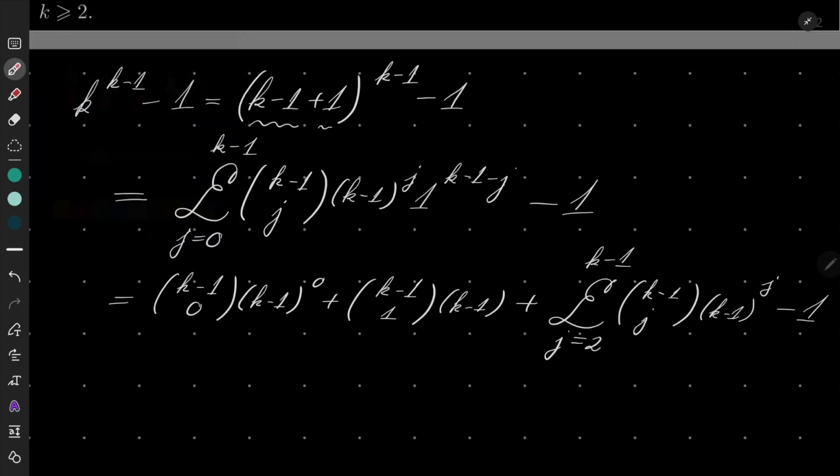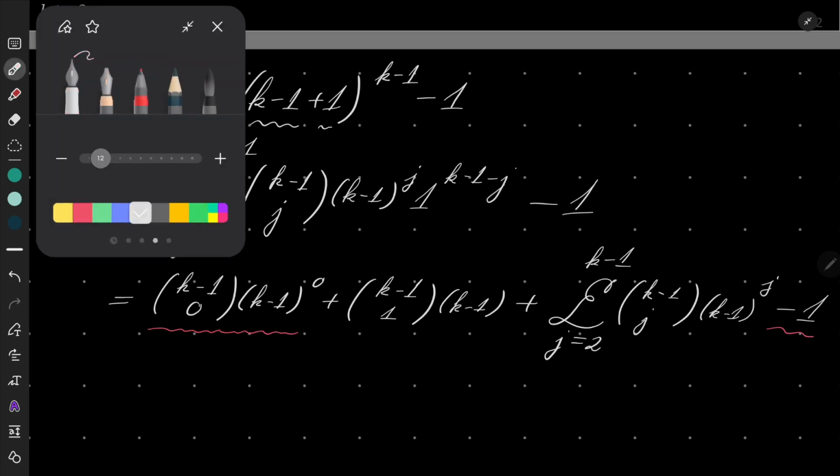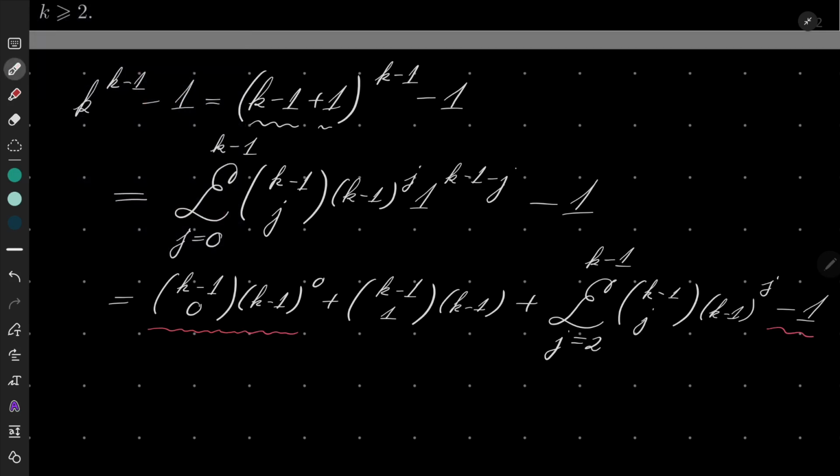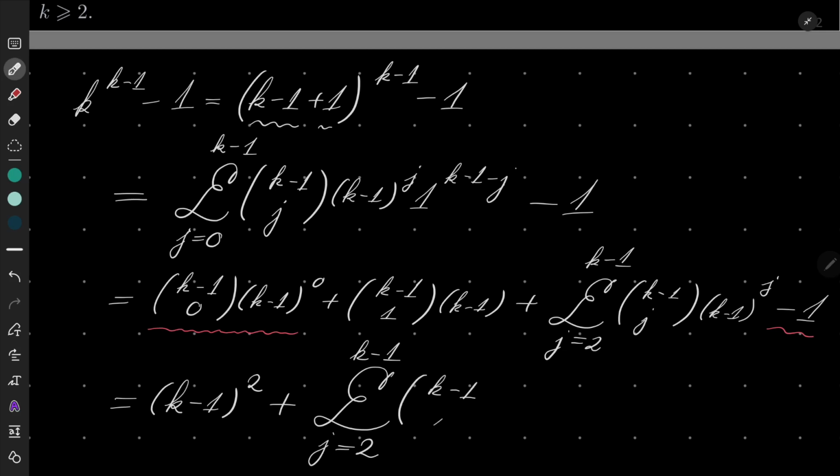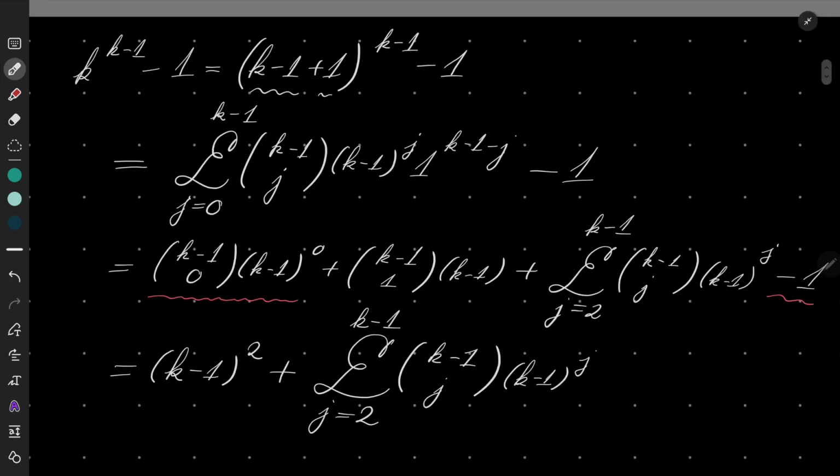And now let's look. This number is simply 1. 1 minus 1, 0. The second number is k minus 1 times k minus 1. So it's (k minus 1) squared. And then we have the sum from j equals 2 to k minus 1 of (k minus 1) choose j, times (k minus 1) to the power of j.